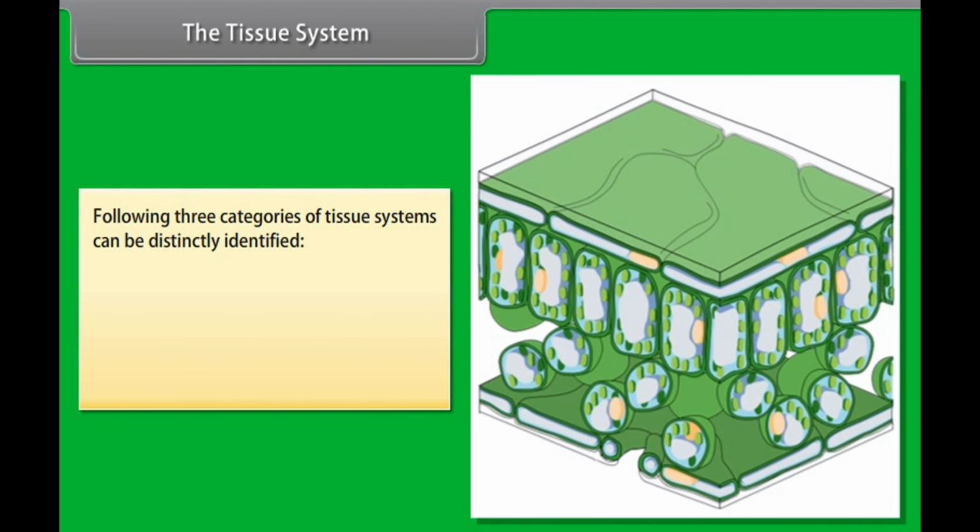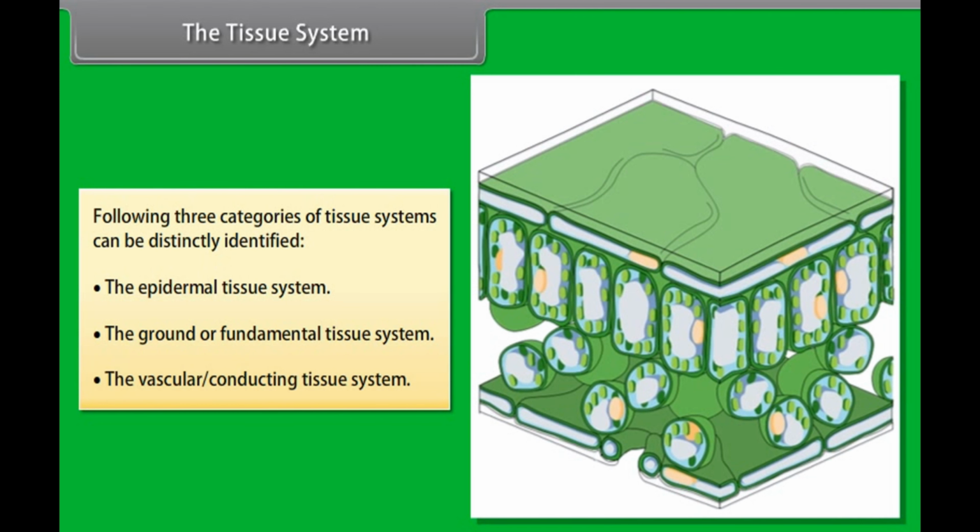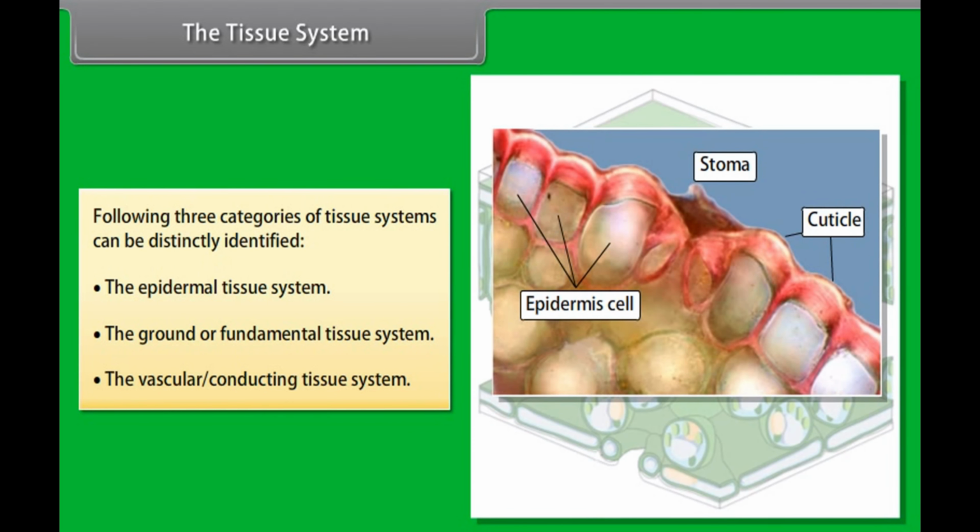The tissue system. The following three categories of tissue system can be distinctly identified: the epidermal tissue system, the ground or fundamental tissue system, the vascular conducting tissue system.